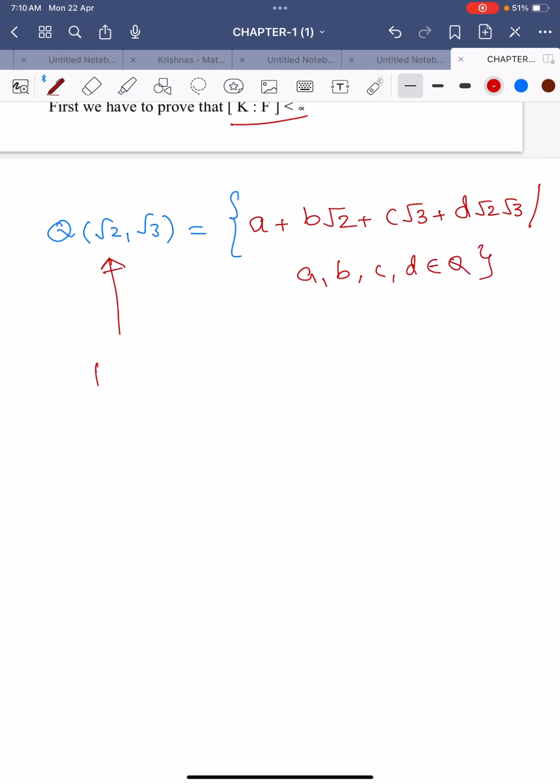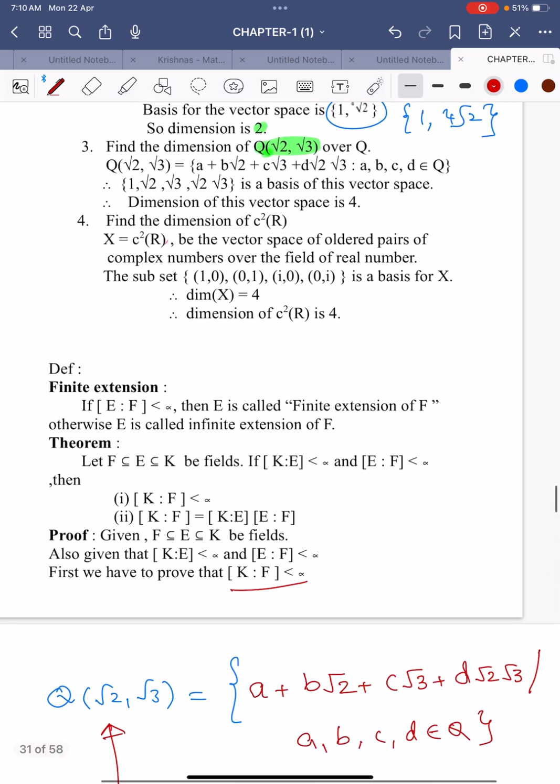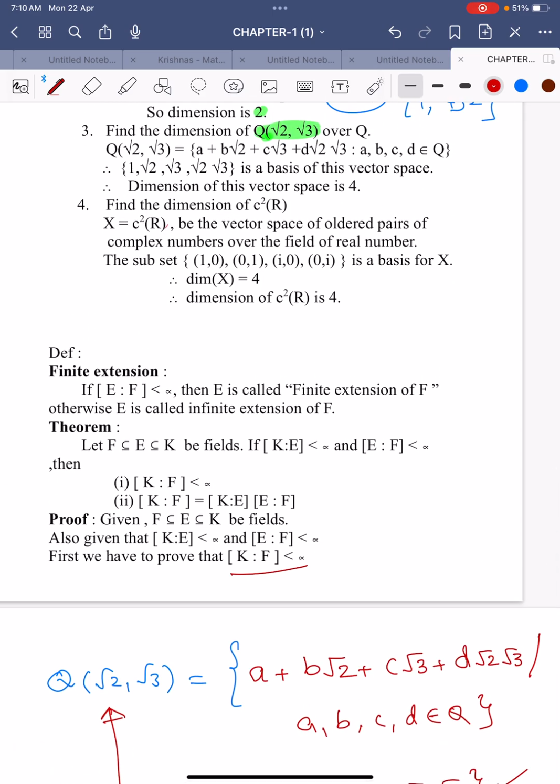The basis of this set is 1, root 2, root 3, root 2 into root 3. Now the dimension of this set Q of root 2, root 3 over Q is equal to the number of elements in this basis. We have 4 elements, so the dimension is 4. Next, let us see C square over R.